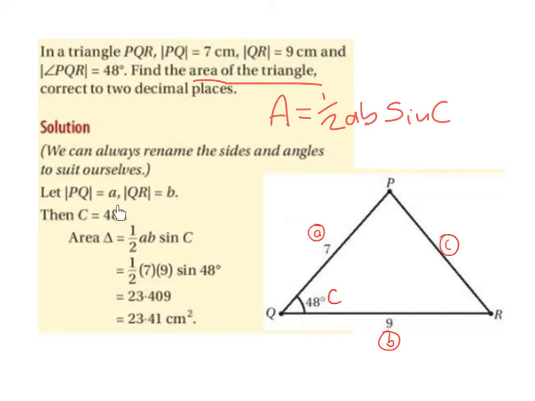Then using our formula, half ab sine C, we swap the a for 7 with brackets around it. We swap the b for 9 with brackets around it. And we swap sine C for sine of 48 degrees. Into the calculator, we get 23.409, and to 2 decimal places, we get 23.41 centimeters squared.